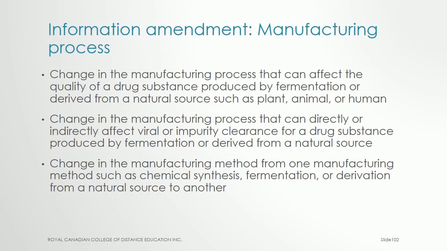Information amendment, manufacturing process. Change in the manufacturing process that can affect the quality of a drug substance produced by fermentation or derived from a natural source such as plant, animal, or human. Change in the manufacturing process that can directly or indirectly affect viral or impurity clearance for a drug substance produced by fermentation or derived from a natural source. Change in the manufacturing method from one manufacturing method such as chemical synthesis, fermentation, or derivation from a natural source to another.